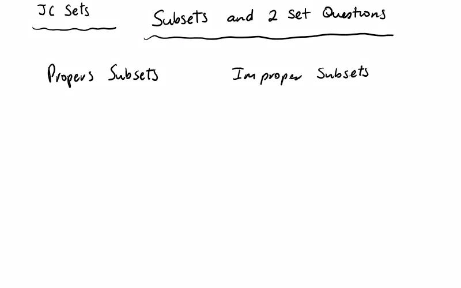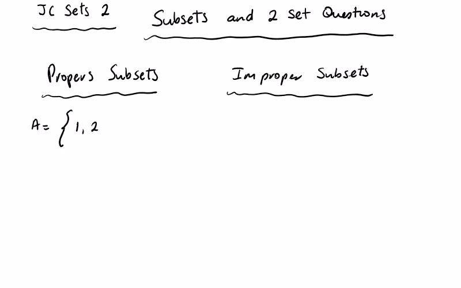In Junior Cert Sets 2, we're going to look at subsets and two set questions. So we're going to look at the difference between proper subsets and improper subsets. If I take the set 1, 2, 3, A is equal to the set 1, 2, 3. A subset, as the word kind of describes, is a subversion of this, or a smaller version of this. So there's subsets in A here.